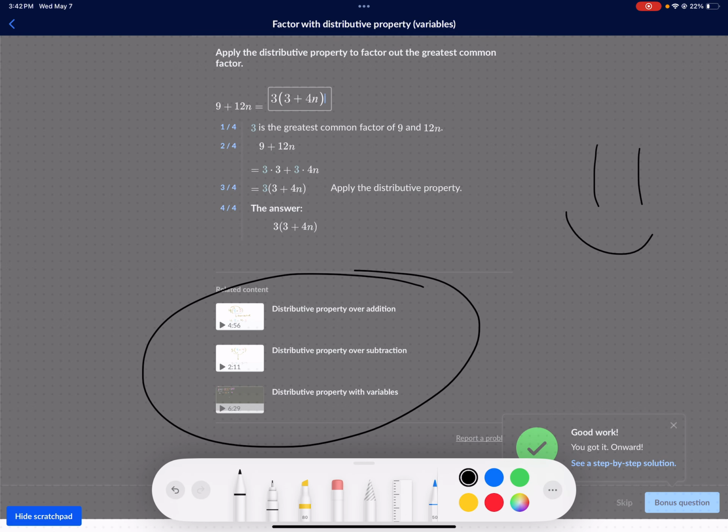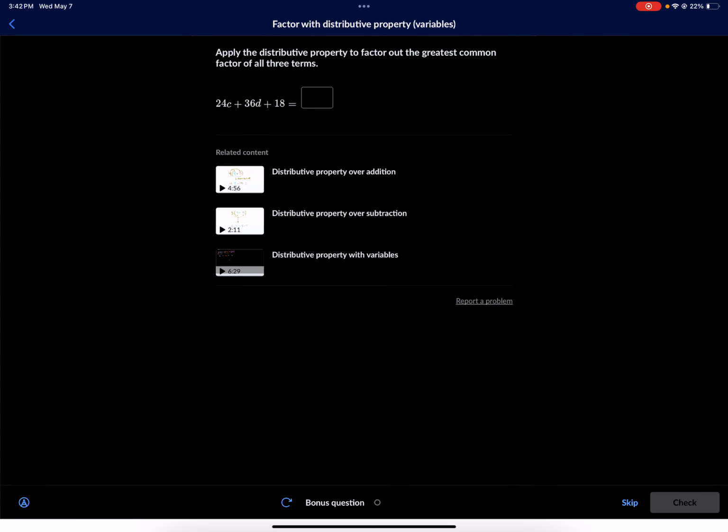Okay, moving along. Bonus question, I'll let you guys tackle this on your own. This looks a little hard, but I know you can do it.